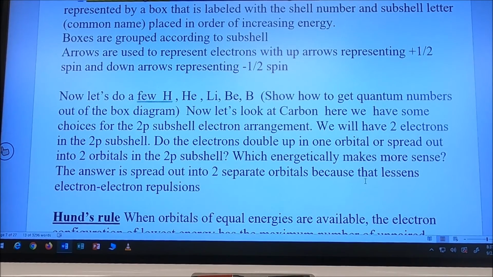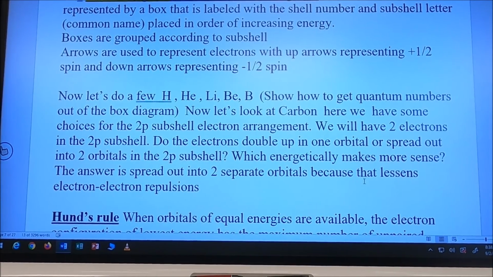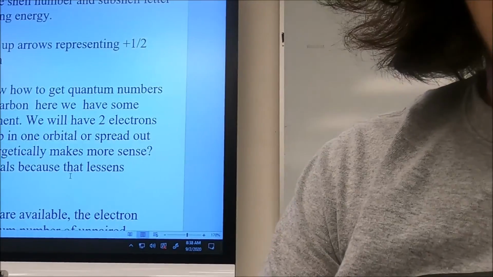Arrows are used to represent electrons, with up arrows representing plus 1/2 spin and down arrows representing minus 1/2 spin. So we're going to do the box diagram for hydrogen through carbon. Okay? So let's come all the way back over here.